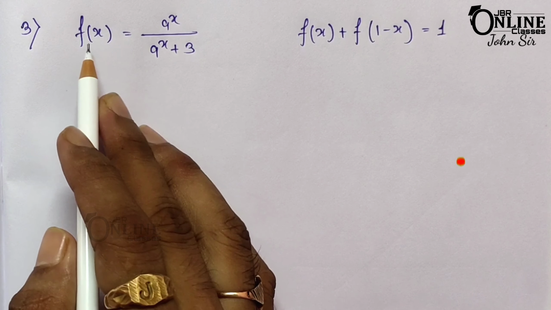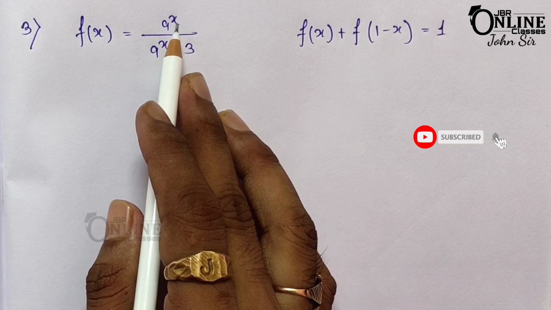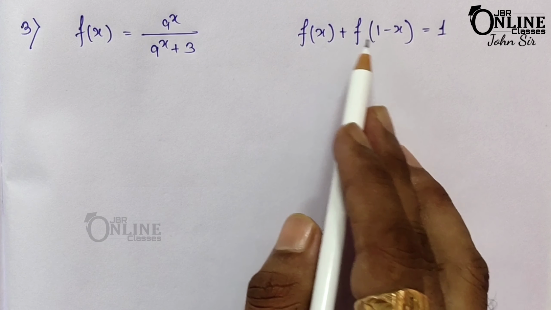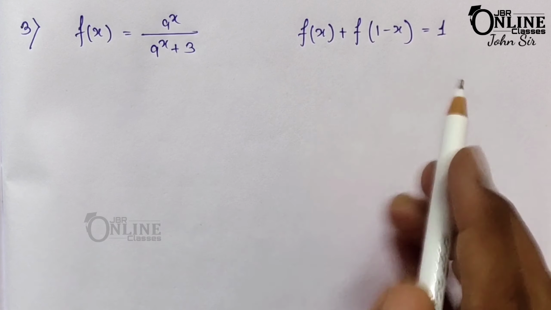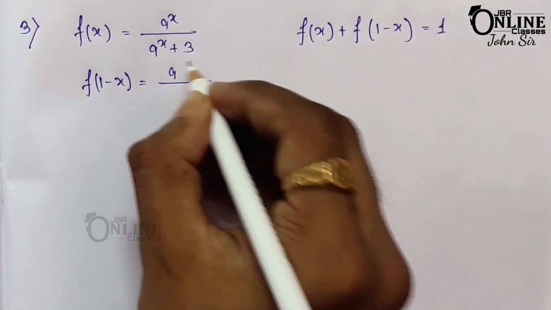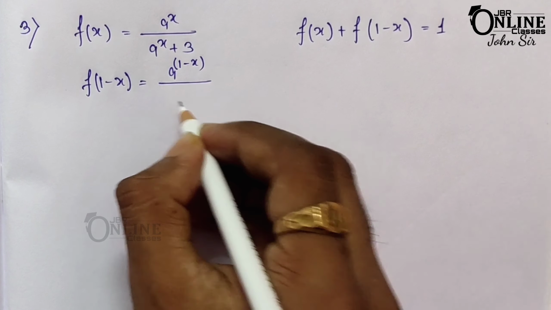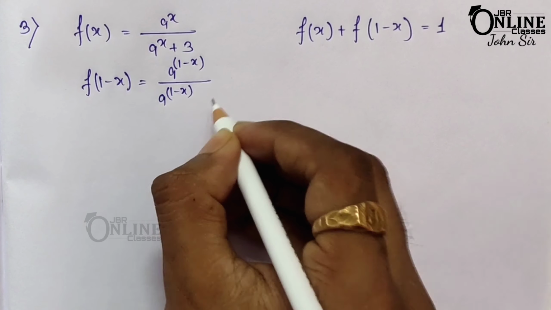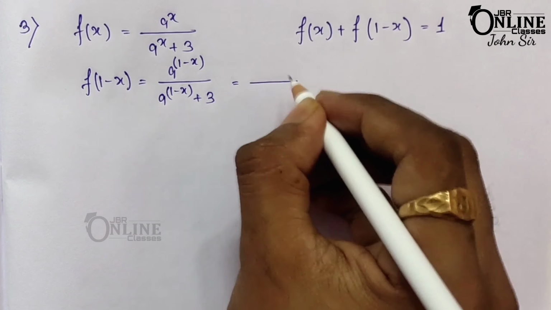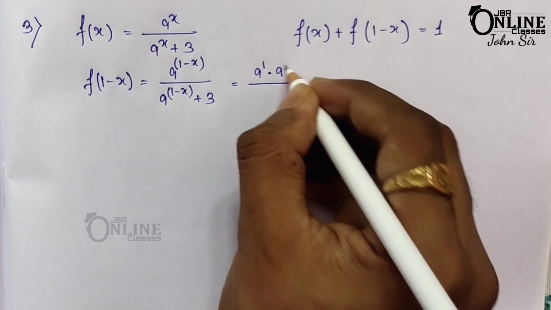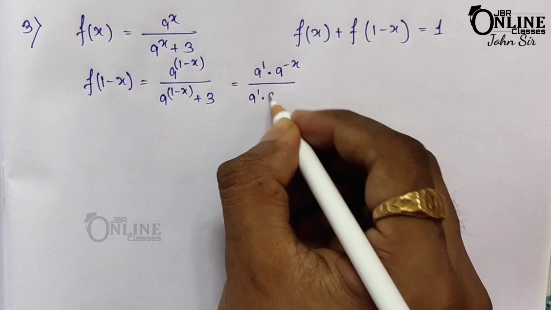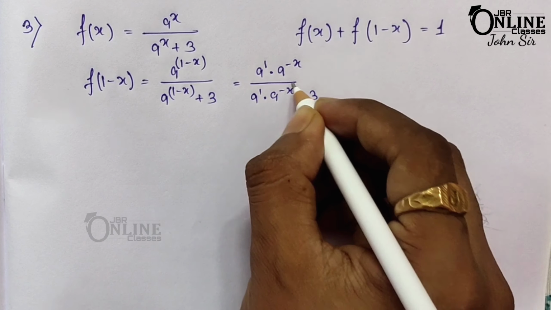Now the third one, f(x) = 9^x / (9^x + 3), and you have to show that f(x) + f(1 - x) = 1. So first you have to find f(1 - x). Instead of x you write 1 - x, here also 1 - x as the power, plus 3. Now 1 - x means 9 to the power 1 and 9 to the power -x, and here also 9 to the power 1, 9 to the power -x, plus 3.